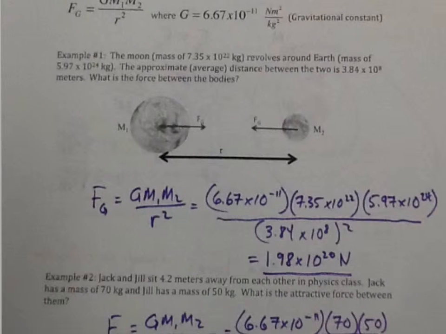In example 1, we're dealing with the moon, which has a mass, and it revolves around Earth, which also has a mass. The approximate distance between the two is 3.84 times 10 to the 8th meters. What is the force between the bodies?